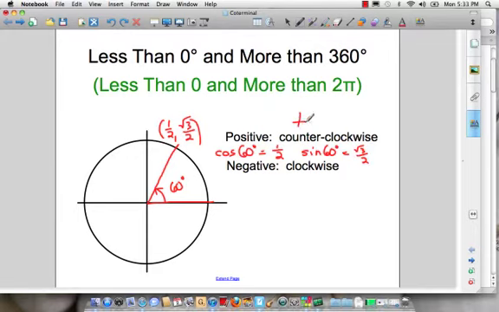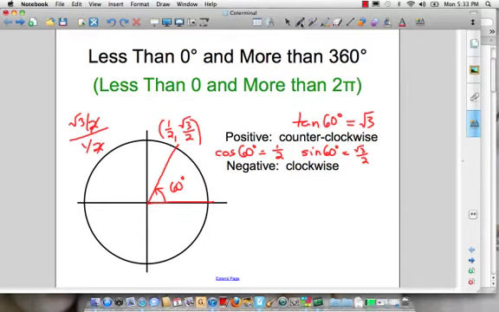And I'm going to write it up here. The tangent of 60 degrees is y over x. And if you do root 3 over 2 over 1/2, the 2's cancel out and you just get root 3.